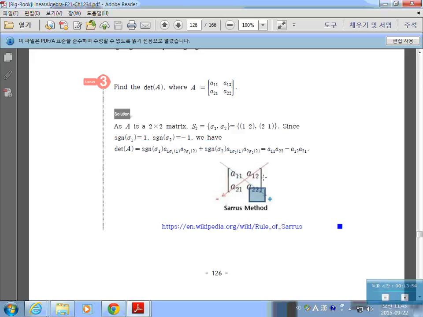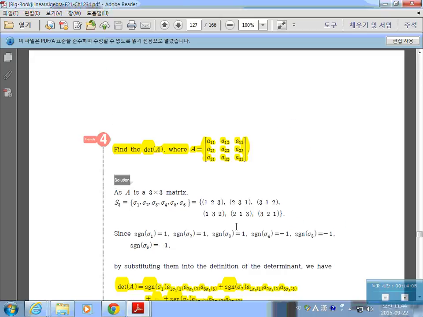This is what it says. This can be done this way: just A11 times A22 minus A12 times A21, which is this. This is called the Sarrus method. You can check the concept of Sarrus here.